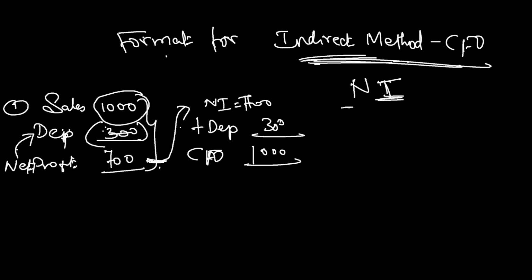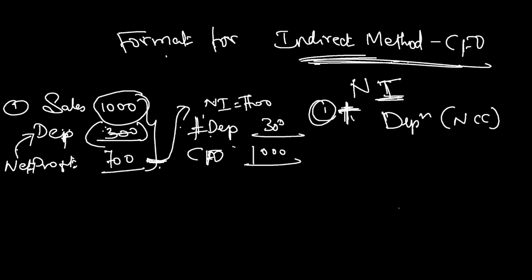So what did I do to find out cash flow from operations? I added depreciation. That means, format perspective, from the net income add back depreciation, also called non-cash charges. So this is the first point. Okay, then the second one.